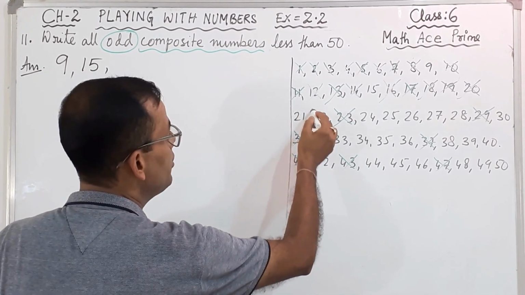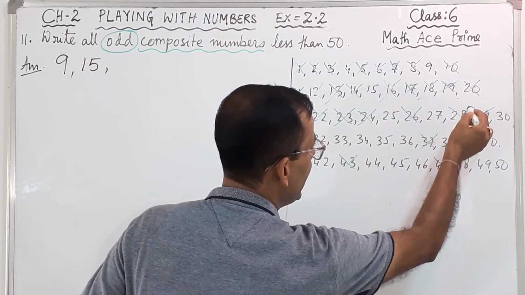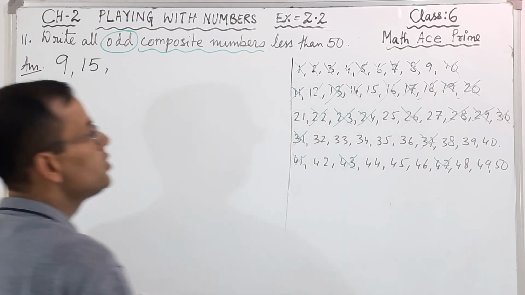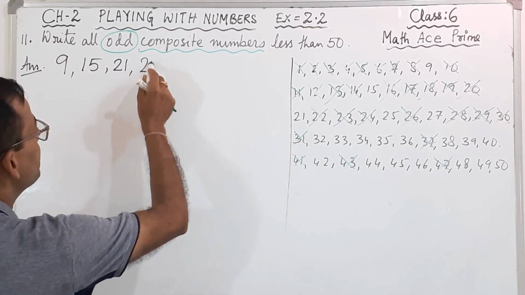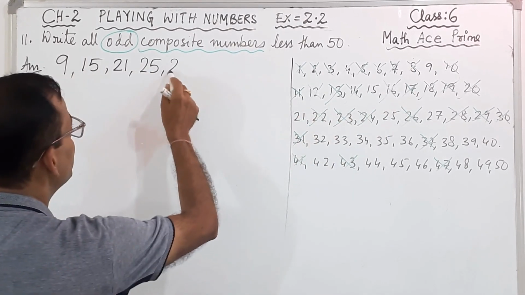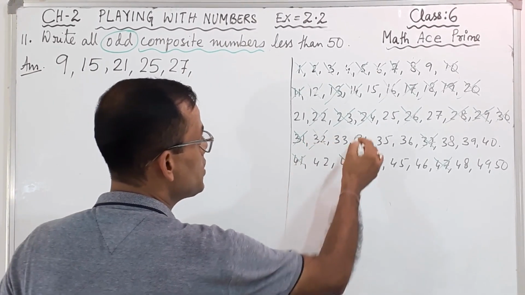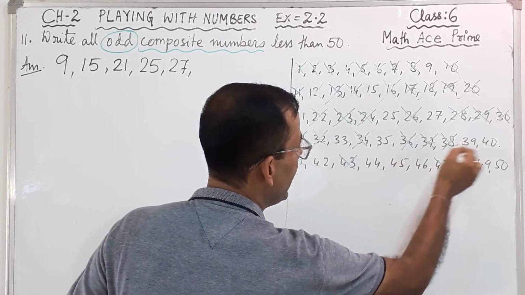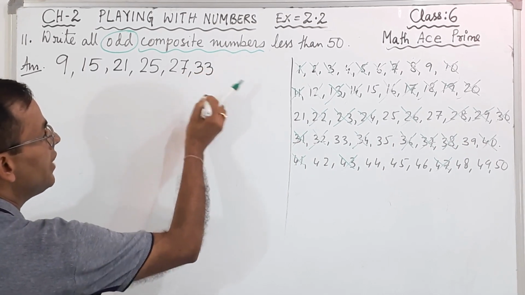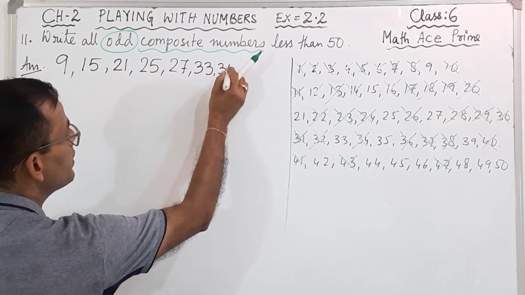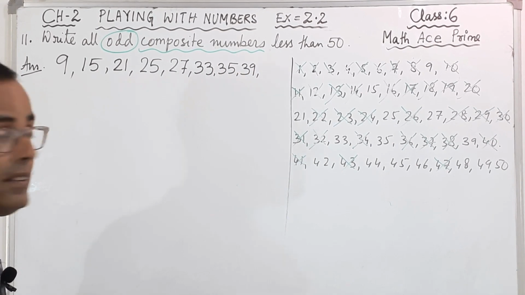Now next one, here 22 is even, 24 is even, 26 is even, 28 is even, 30 is even. So what is left? 21 is left, then after that 25 is left, then after that 27 is left. Clear or no? Now here 32 we will cross, 34, 36, 38, 40. So what are left here? You can see 33 is left, then 35 is left, clear or no? Then 39 is left. Can you see? So easily I am finding out.